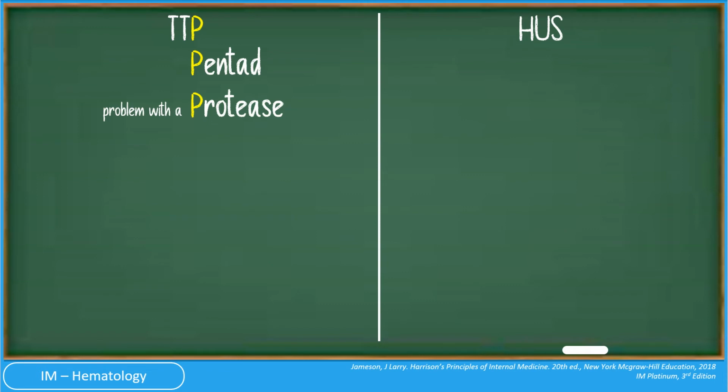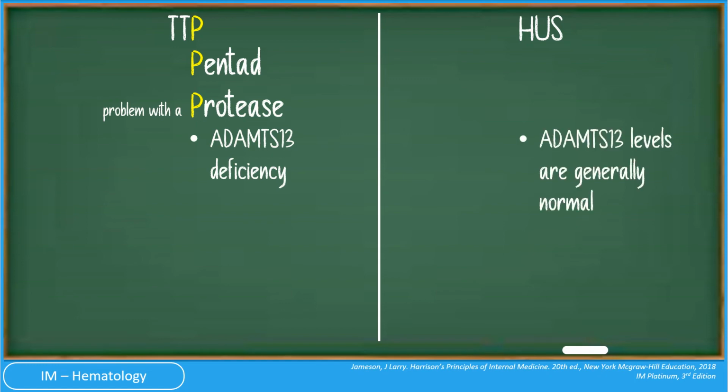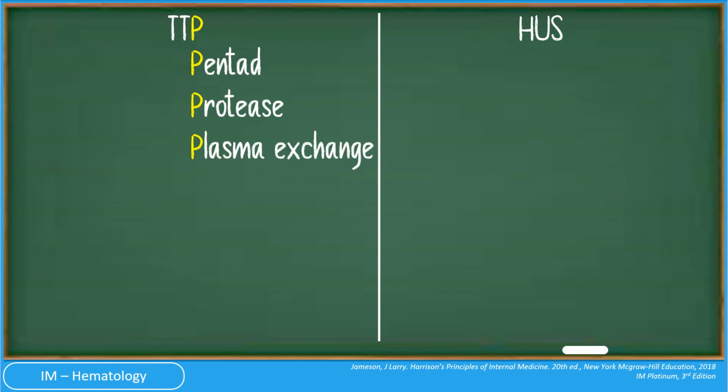Another thing to remember with TTP is that patients with TTP have a problem with the protease. This proteolytic enzyme is the ADAMTS13, which normally cleaves the von Willebrand factor. If ADAMTS13 is absent, VWF-dependent platelet accumulation continues and eventually causes microvascular thrombosis and TTP. It is believed that the ADAMTS13 in HUS is generally normal. And the last P in the TTP mnemonic is the plasma exchange, which is the mainstay therapy.